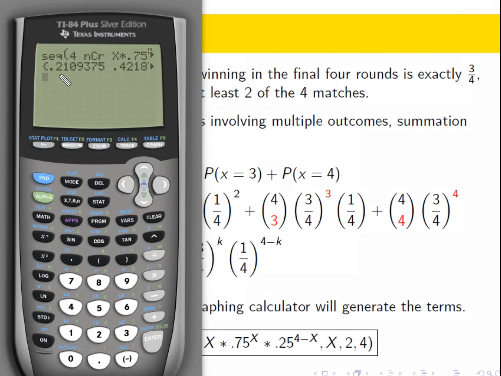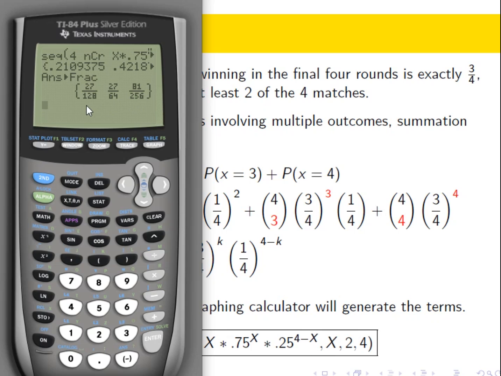All right. So the first probability for n equals 2 is about 21%, and then the next probability where there were 3 successes is about 42%. Remember that you can always go math fraction mode, and it displays the 3 terms of the sequence in lowest terms fractions. So that's why I like using the sequence.